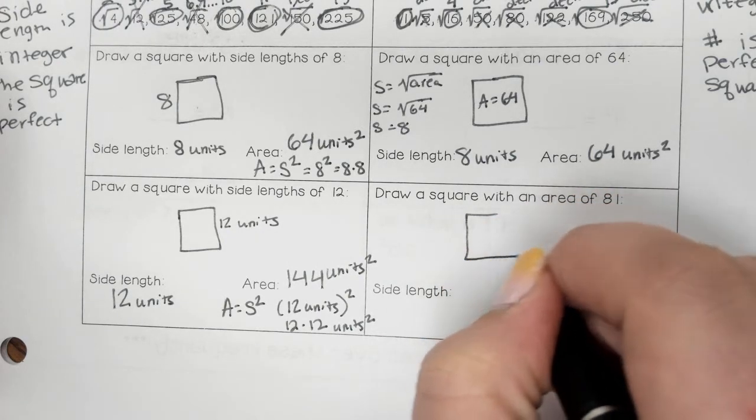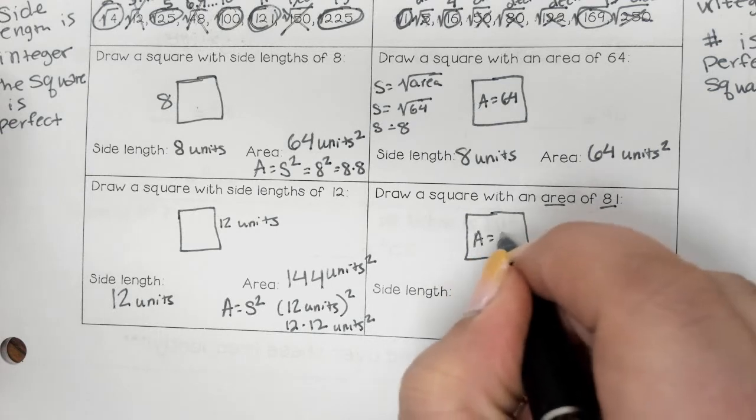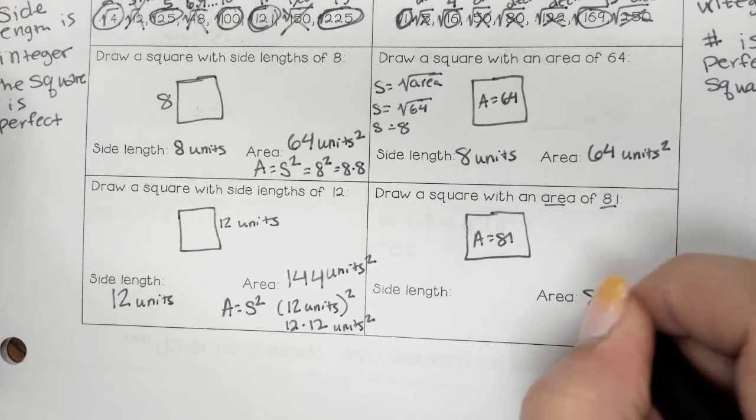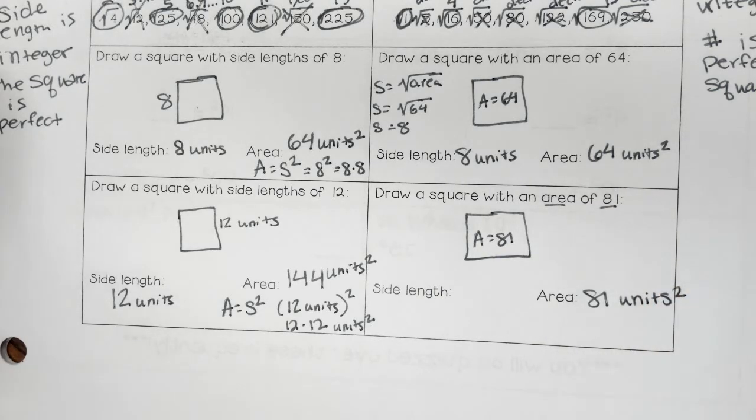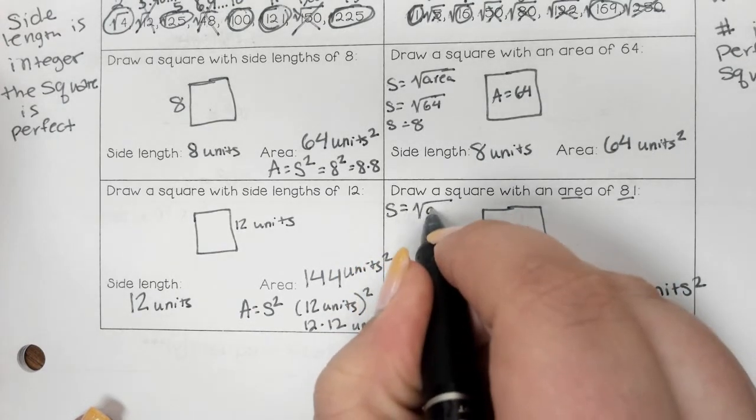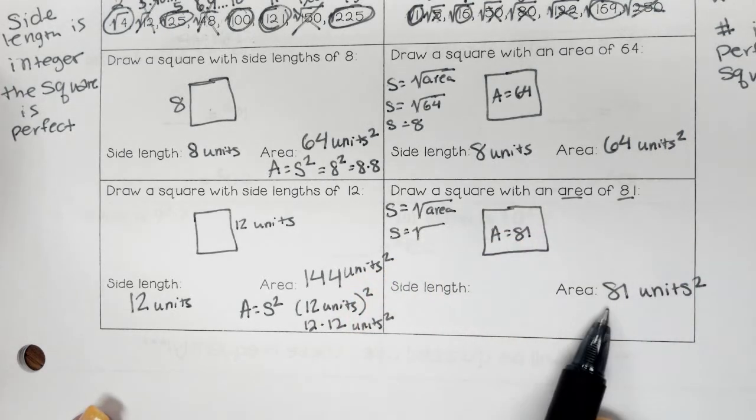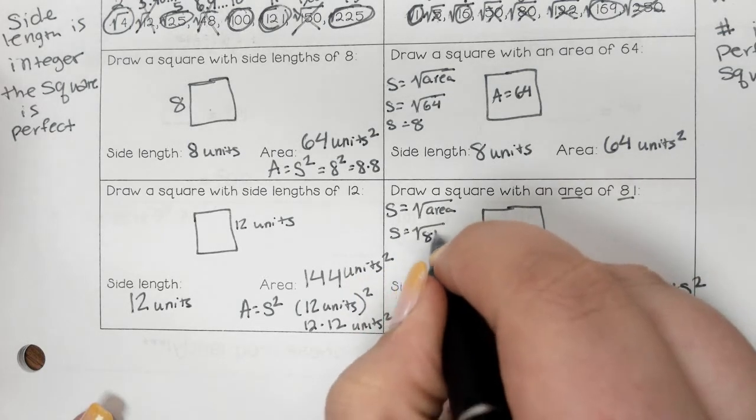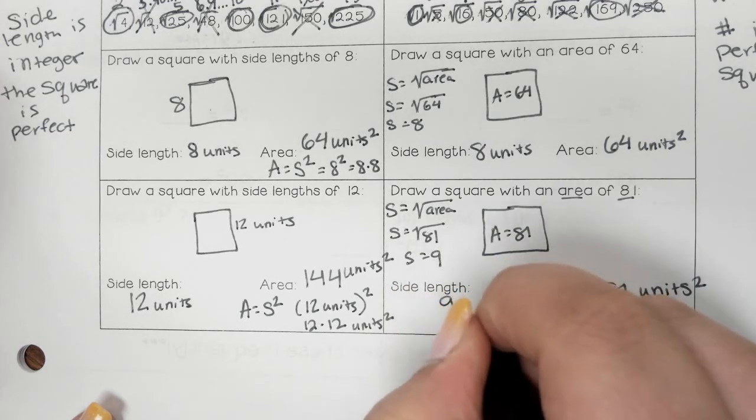Looking at my square, now I know the area is 81. So that's an area of 81 units squared. We're working backwards again, so I want to find the side length when I know the area, which means we just take the square root of the area. The square root of the area, in this example, is the square root of 81. The square root of 81 is 9, so the side length is 9 units.